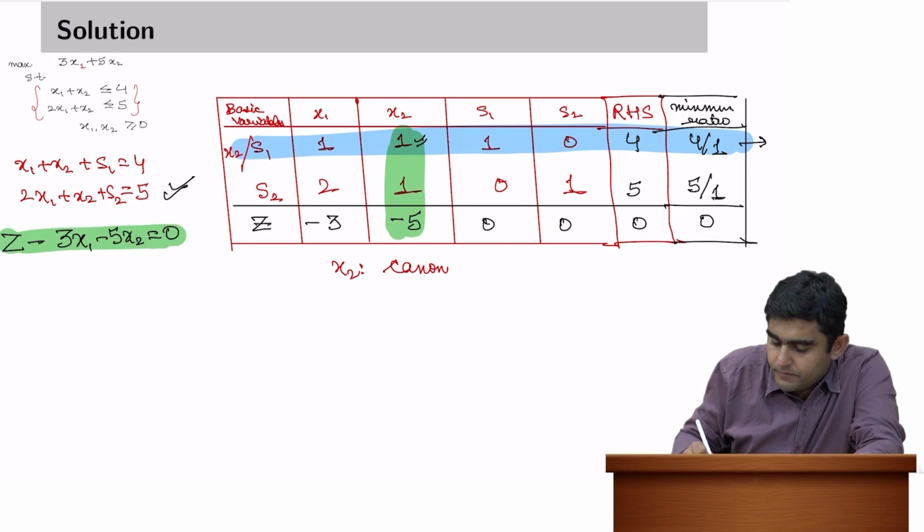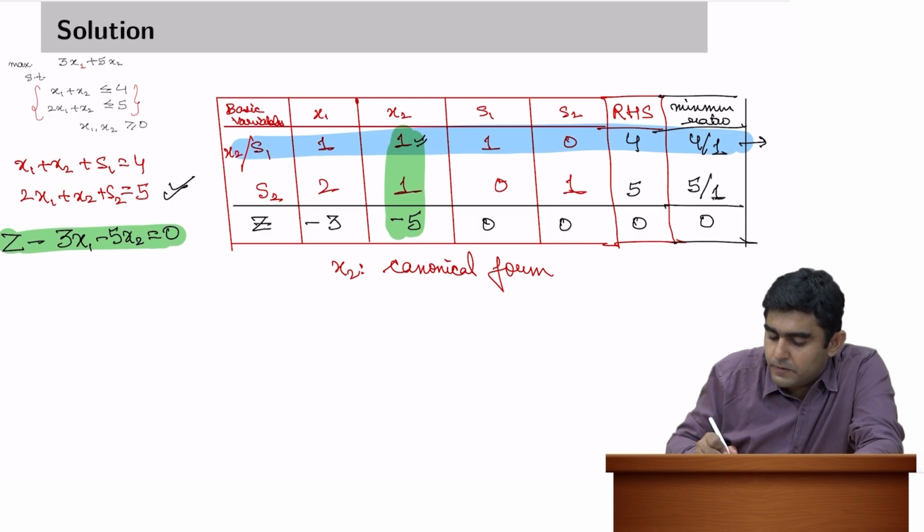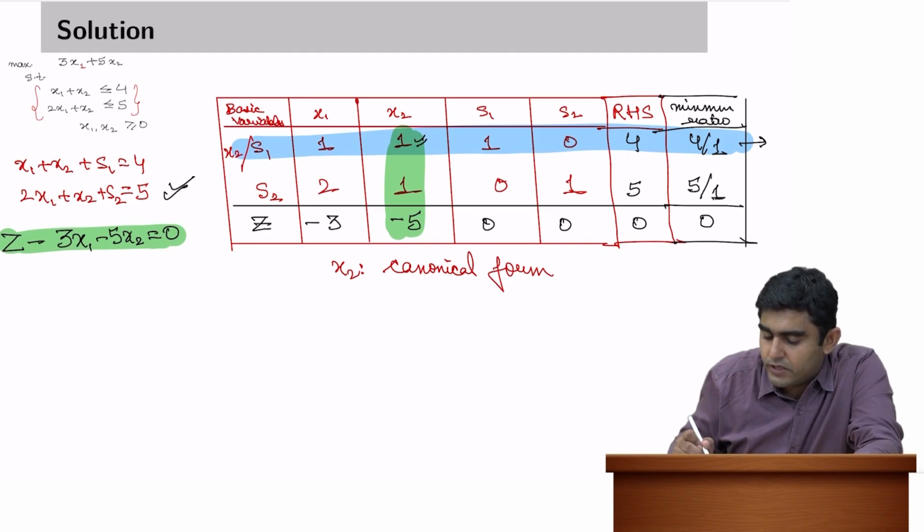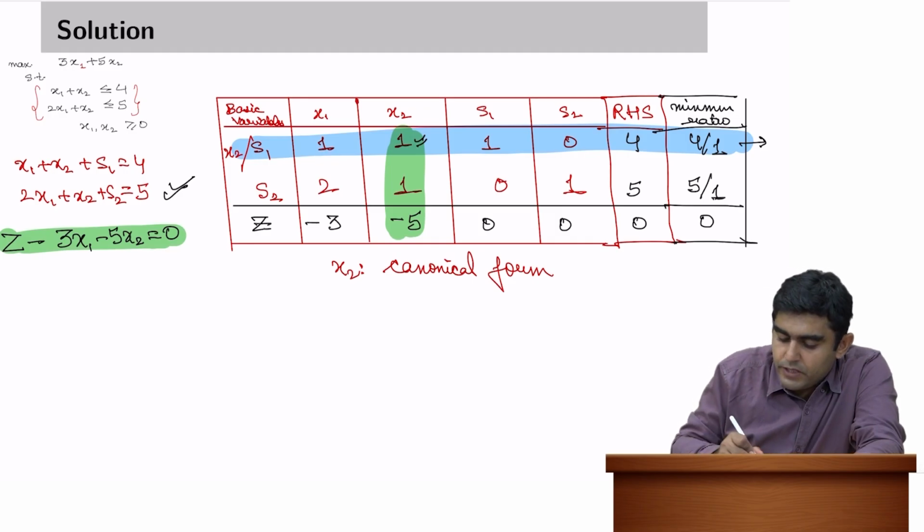Canonical form. However, it is not happening now. Why? Because the coefficients are not of exactly just 1 at one place and 0 elsewhere. Also, we have to increase the value of x2 from 0 to some non-zero value.